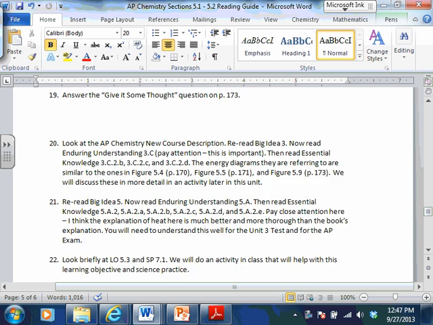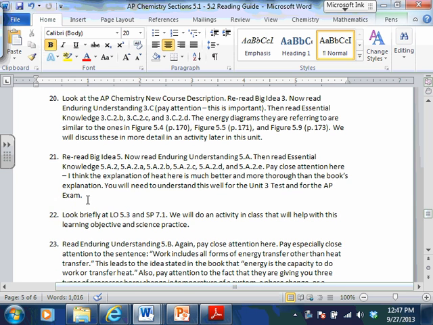All right, so let's look at some of these other ones here. The energy diagrams. You know what? I'll let you look at those. We're not really going to cover those until later in the unit, and we're going to do an activity on them, so I don't think I need to really talk about them now. Look at what they're talking about there, though, on the new course description, because that might be worthwhile to at least see how they're describing those.